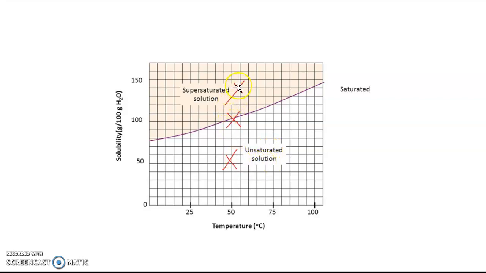On the other hand, if we have a solution that at a certain temperature has more solute dissolved than it can have at this temperature, we say that this solution is supersaturated. Usually we obtain this solution by decreasing the temperature of a saturated solution, and then, for example, at this point, the solution has more solute than it can have at this temperature.